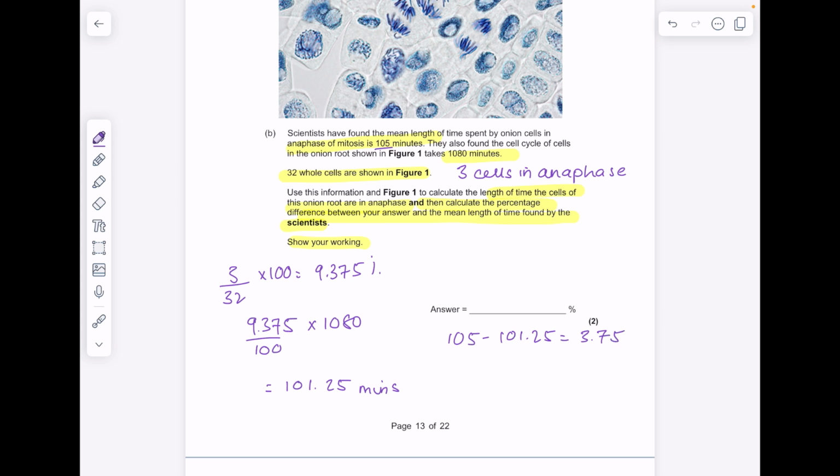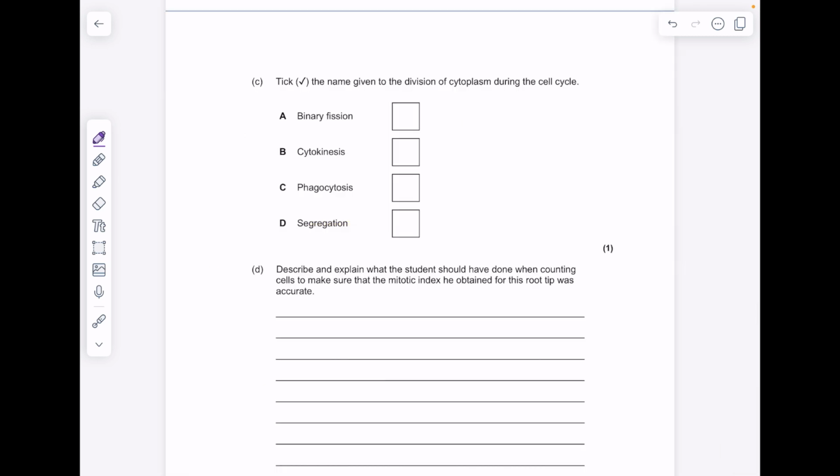And then annoyingly, because it's the percentage difference, we've got to do an extra step, which is when you do the change, so that's 3.75 over the original time, which was 105, multiply it by 100 to get a percentage difference of 3.57%. Take the name given to the division of cytoplasm during the cell cycle, that is cytokinesis.